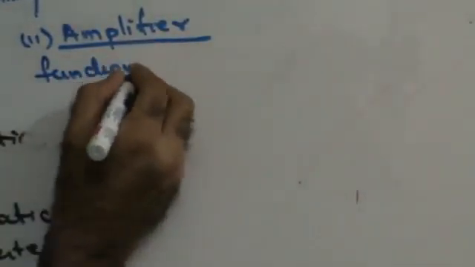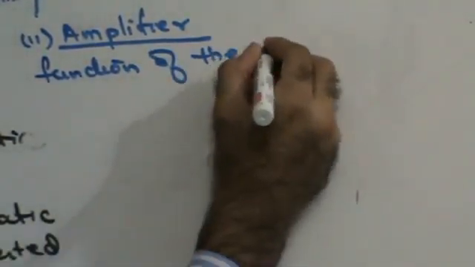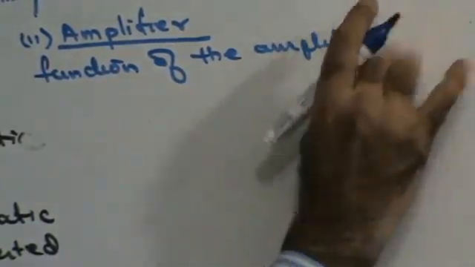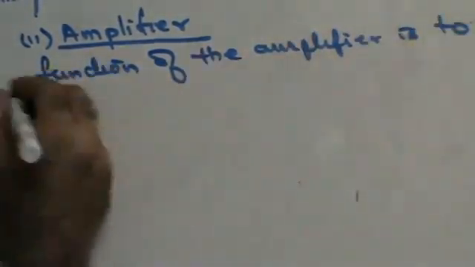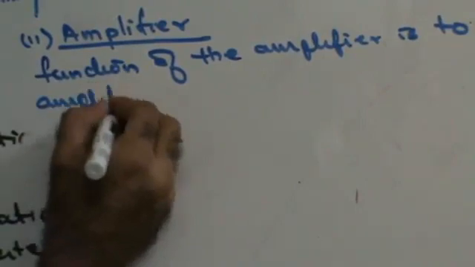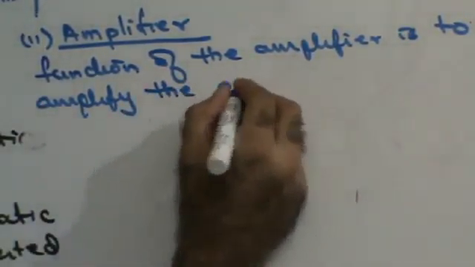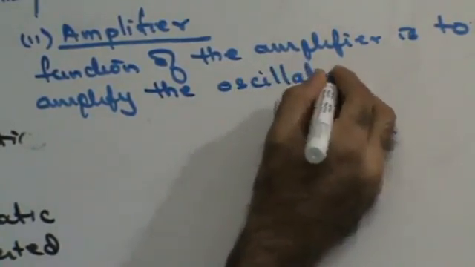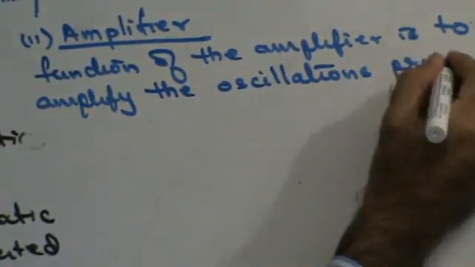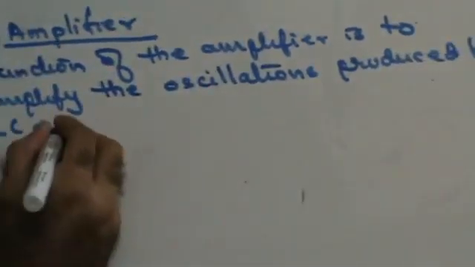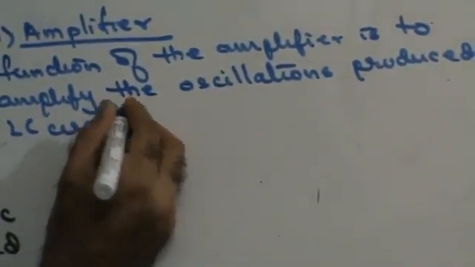Right? The function of the amplifier is to amplify the oscillations produced by the LC circuit. Right?